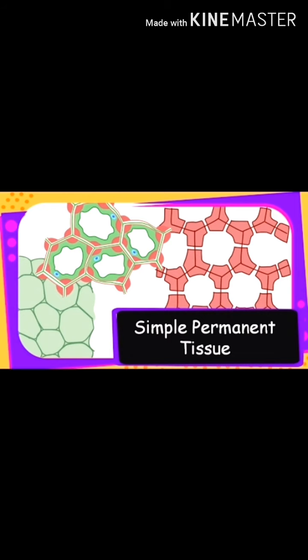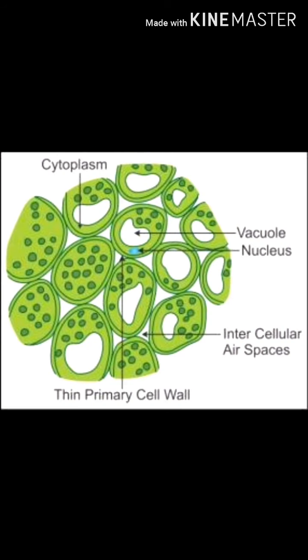See, parenchyma is the most abundant tissue of plants. Abundant means present in great quantity. Parenchyma is found in all non-woody parts of the plants, like stem, root, leaves, flowers or fruits.